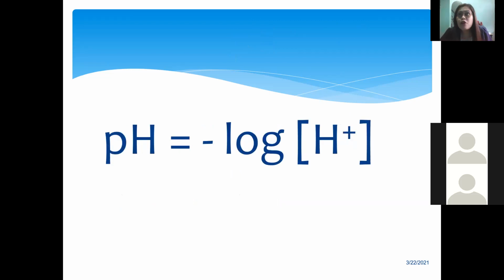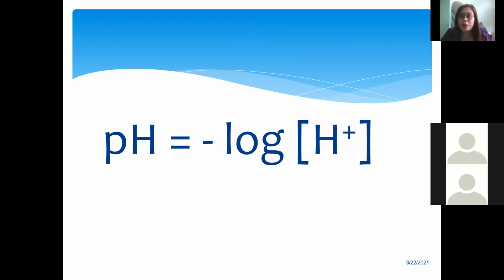So kapag mano-manong kino-compute yung ating pH, we use this formula. pH is equal to the negative log of the hydrogen ion concentration. So please get your calculators because I told you a while ago that we will concentrate on computations today. Kasi I have done discussing electrolytes, mga terminologies involved. So mag-concentrate tayo sa computation.